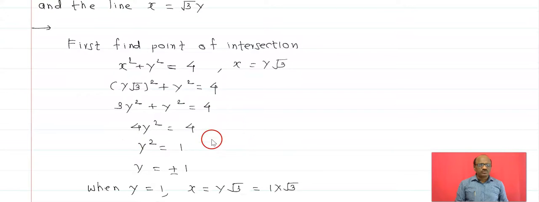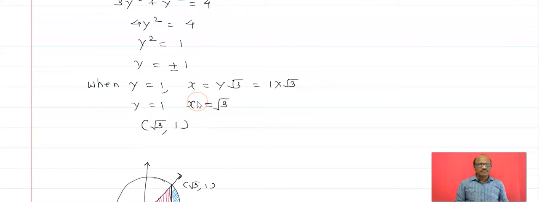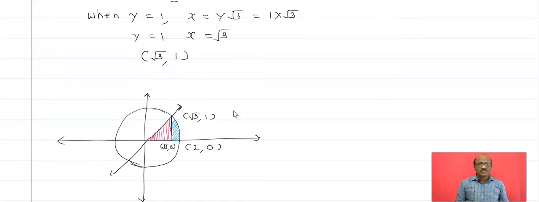4y square is equal to 4. y square is equal to 1. y is equal to plus or minus 1. When y is equal to 1, and x is equal to y root 3, put y is equal to 1 and you will get x is equal to root 3. So y is equal to 1 and x is equal to root 3. Now see this here. This is the circle and the line is here. The point of intersection is (root 3, 1).